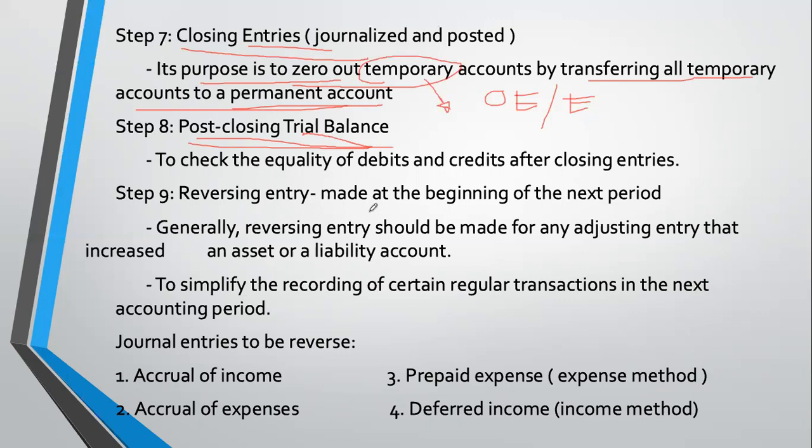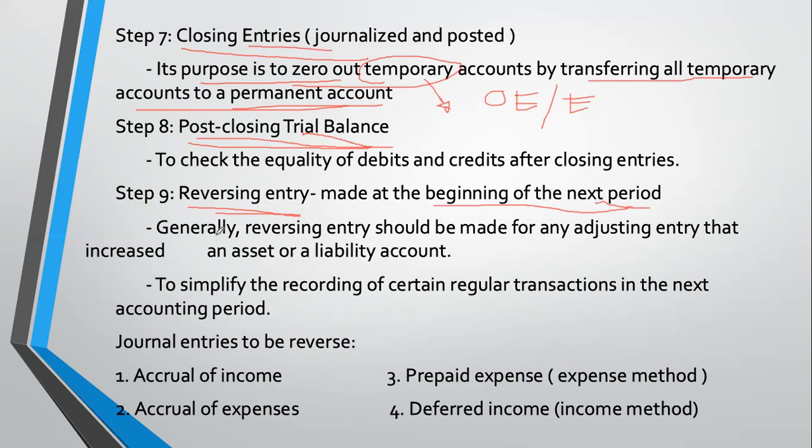Step 9, the last step of the accounting process, is the reversing entries. So reversing entries are made at the beginning of the next period. Take note that reversing entries are made at the beginning of the next period. If your ending is December 31, 2019, you prepare the reversing entries on January 1, 2020. That is the beginning of the next period.